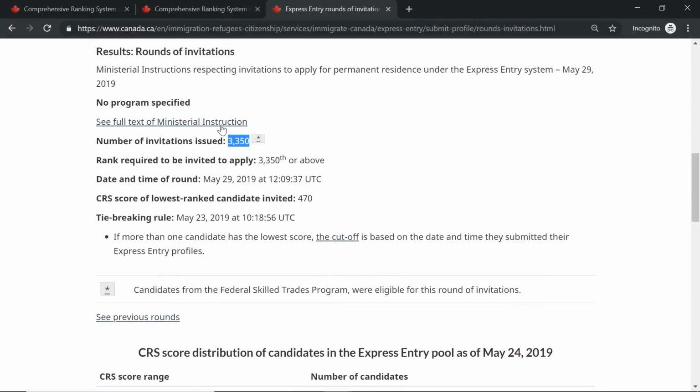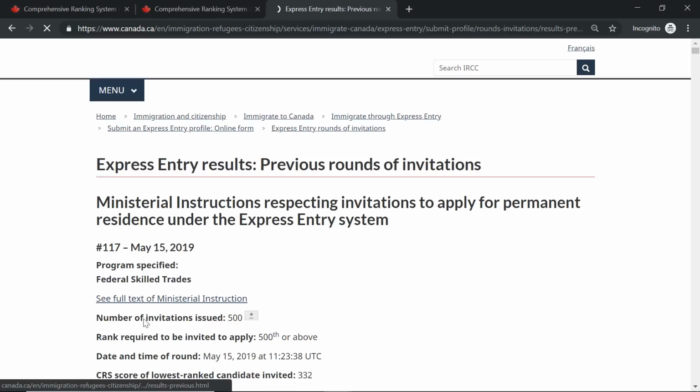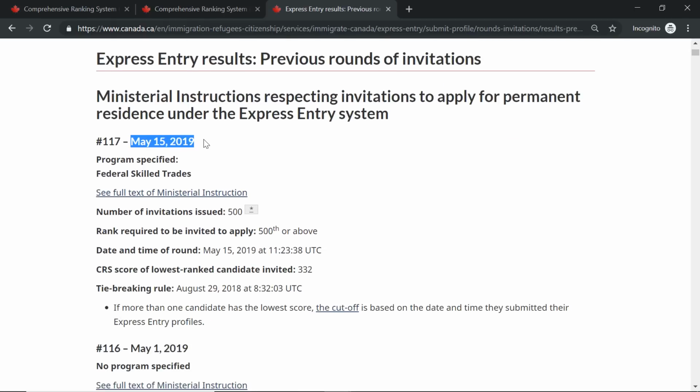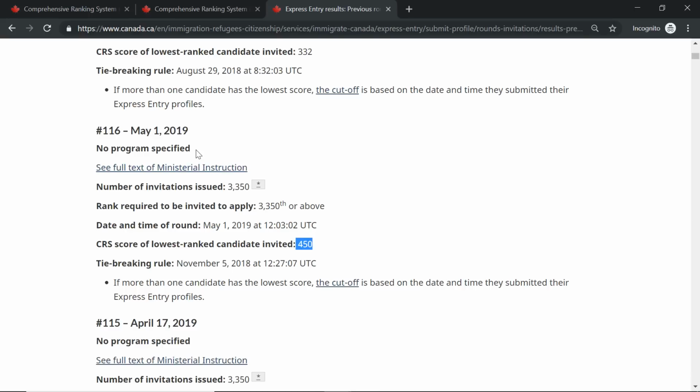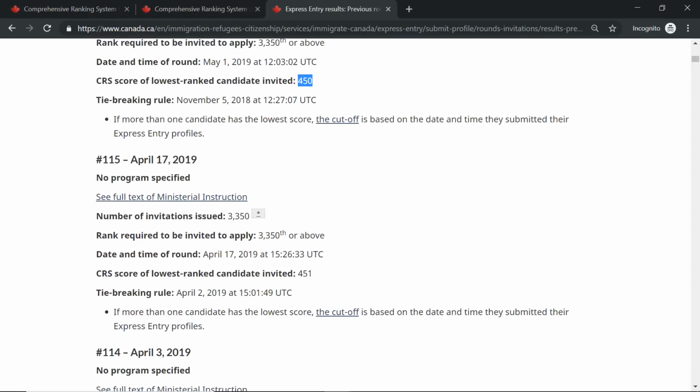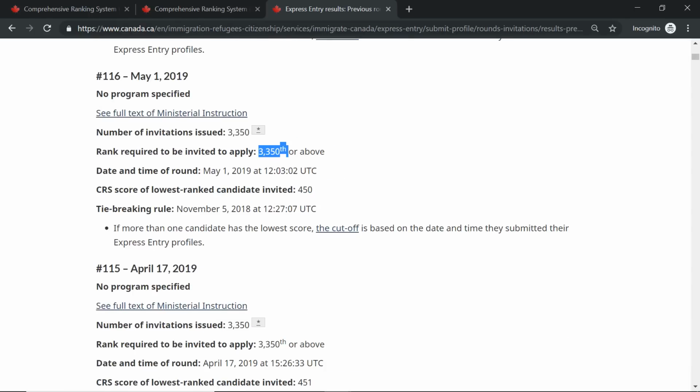So now this is just the latest one. Now you can go and see previous rounds of invitations and you can see that on May 15 the points were 332, but this was specific to people who are in the federal skilled trades, so tradespeople. So this is a very specific stream of immigrants or a job or a work that they selected from, right? So you need to know if your job is a trade or if it's one of the NOC jobs where you are classified as a federal skilled worker. 450, no program specified, so anybody with the 450 and above, up to 3,350.